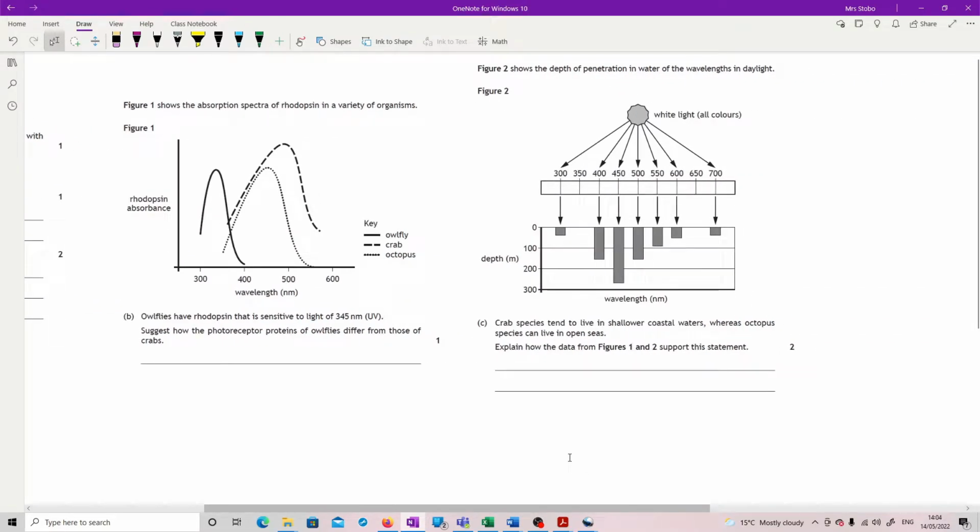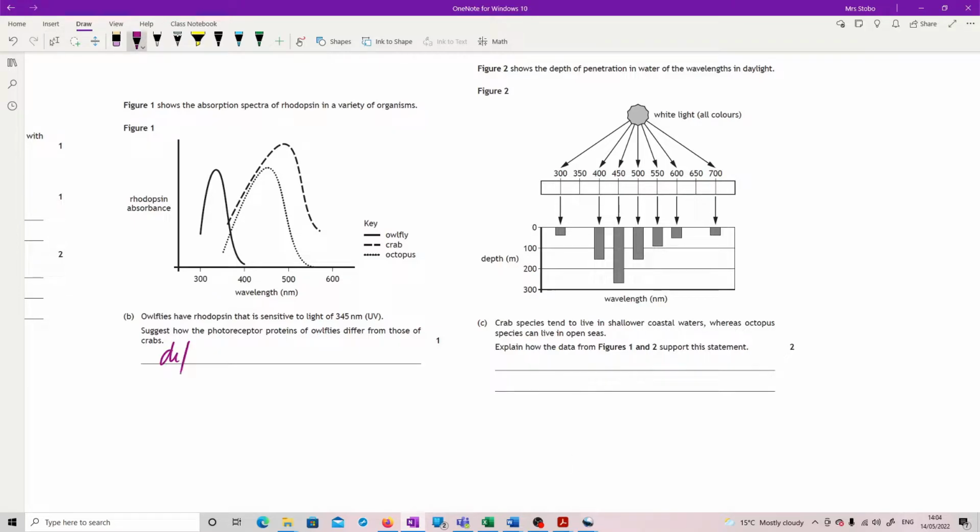Okay, figure 1 shows the absorption spectra of rhodopsin in a variety of organisms. Owlflies have rhodopsin that is sensitive to light at 345 nanometers, which is in the UV. Suggest how the photoreceptor proteins of owlflies differ from those of crabs. Well, okay, we know that retinal is retinal, so what must be different is there must be a different structure of the opsin. That's it. You're not expected to know exactly how that would be altered, just that it's different.